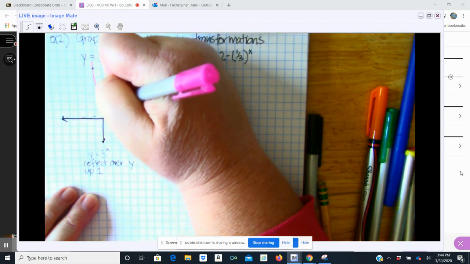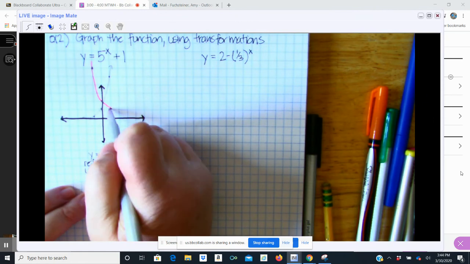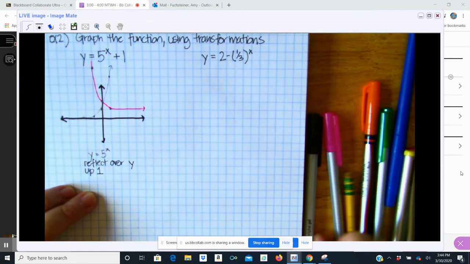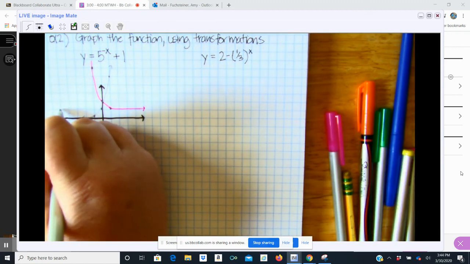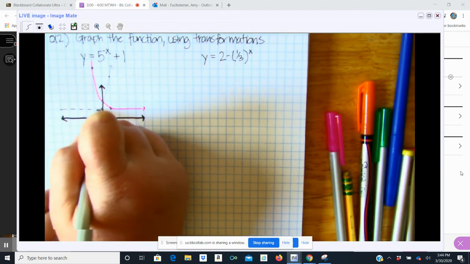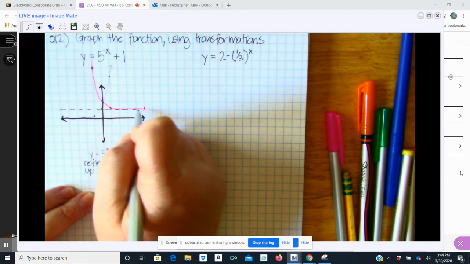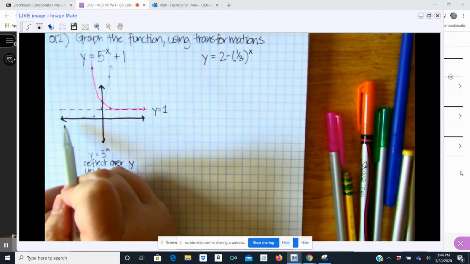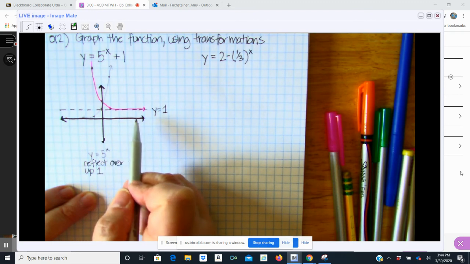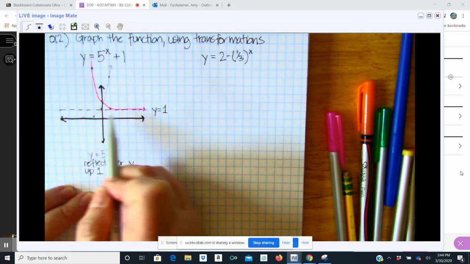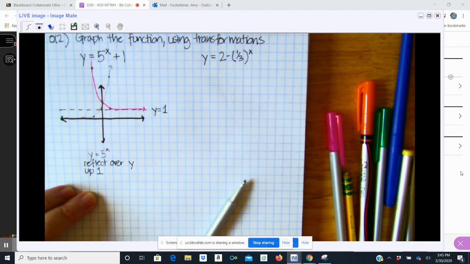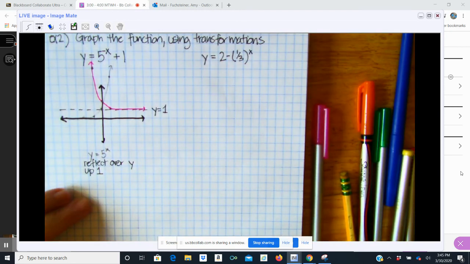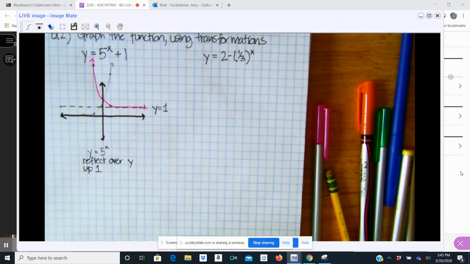Is that going to change my asymptote? Yes. I now have a horizontal asymptote at y equal 1. Remember, there's a horizontal asymptote at 0, but if I move it up 1, I'm going to move that horizontal asymptote up. And in this way, I can quickly graph this sucker.